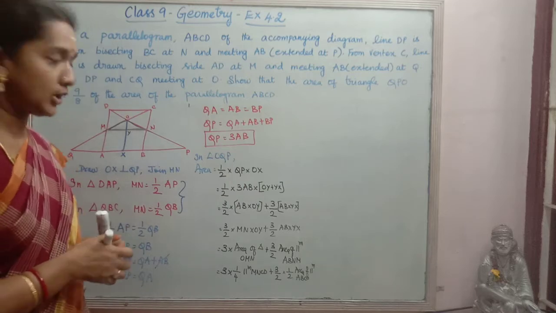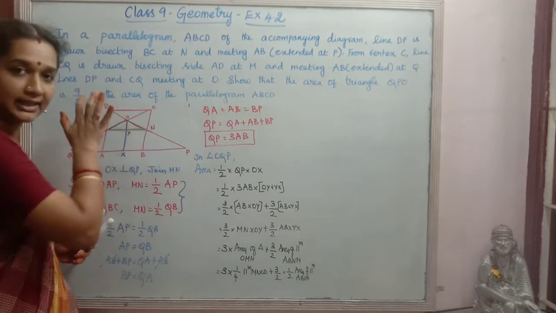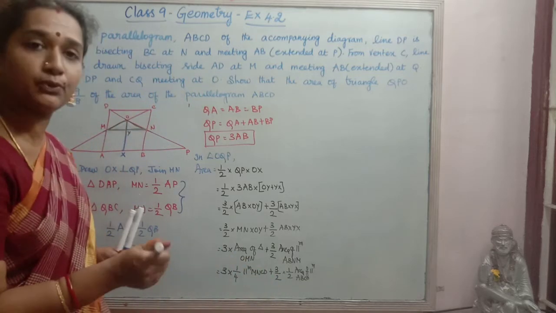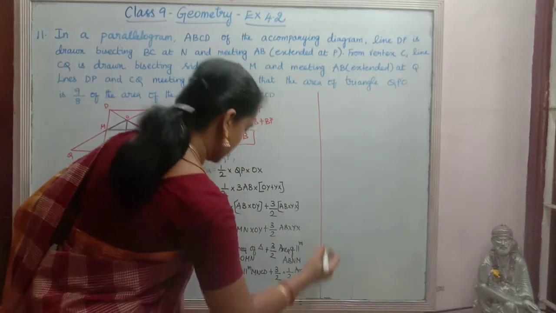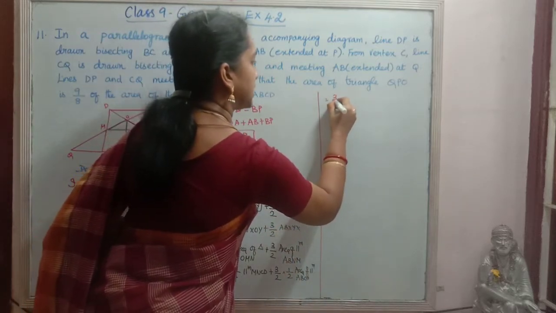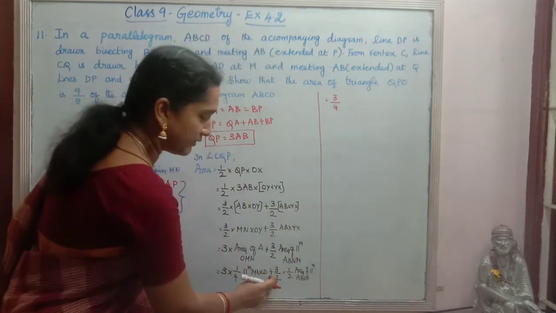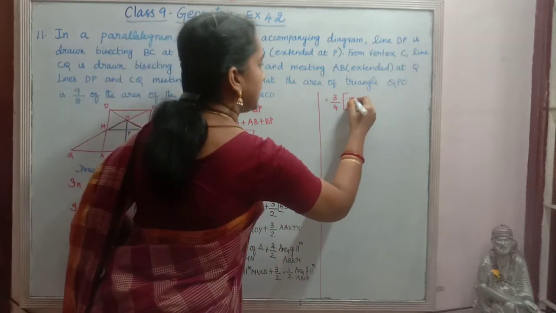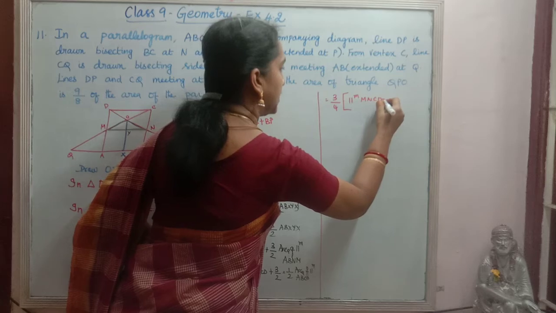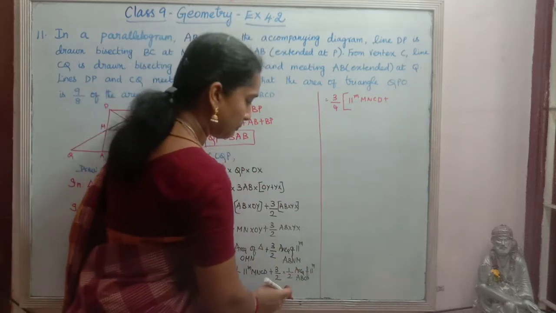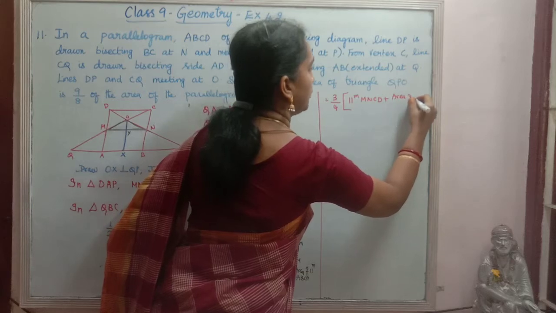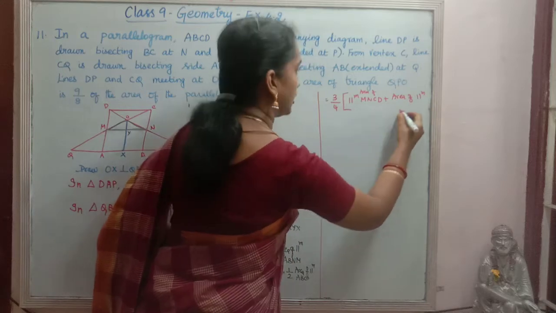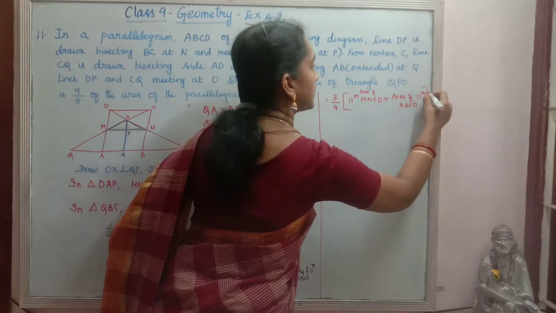Okay, so MNCD we will write again as, already we got 3 into 1 by 4, and here also 3 into 1 by 4 we got. That is 3 by 4, here also 3 by 4, so we will take it as common. The remaining is the area of parallelogram MNCD plus the area of parallelogram ABCD.